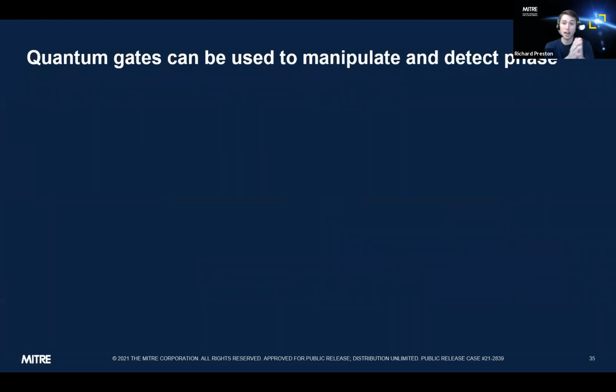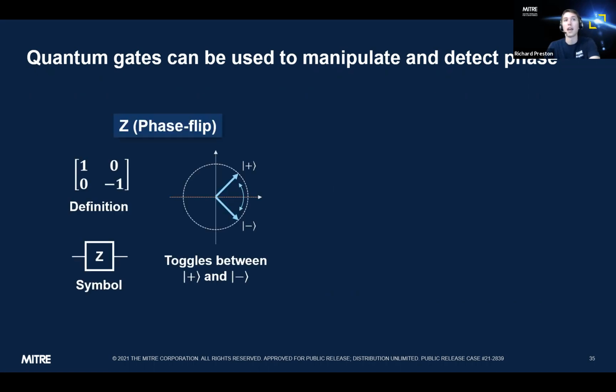Okay, so we actually have quantum gates that can be used to manipulate and detect phase, namely Z, which is a phase flip gate. So here's the definition again. Quantum gates are defined as matrix operations, or matrices. This is the symbol, and the Z gate can be used to toggle between plus and minus. In fact, it flips over this line.